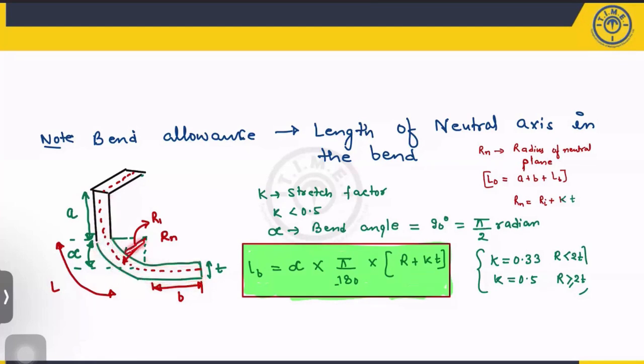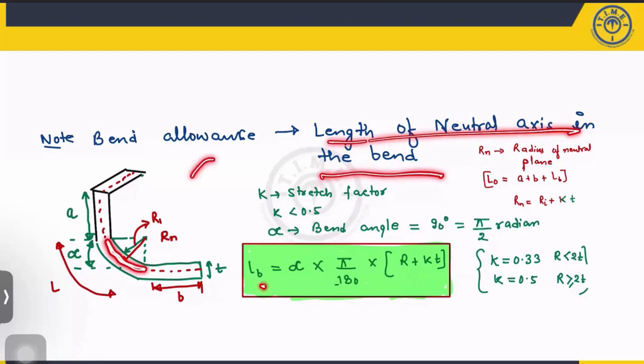Now this is the inner radius of this sheet metal. This is the neutral surface, the radius of the neutral surface. Now, if you want to calculate this particular value, that is nothing but the bend allowance. The bend allowance is nothing but the length of the neutral axis in the bend. That means what is the length of this neutral axis in the bend?